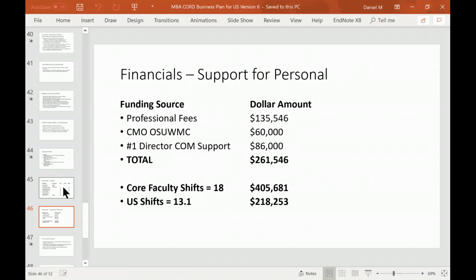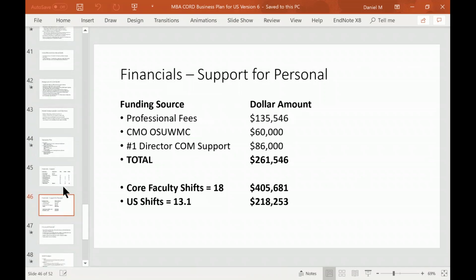We do get dollars that are teaching dollars from the College of Medicine each year and from the medical center. Those dollars go for a lot of things. They're supposed to go to help fund the core faculty members. They're supposed to go to help fund shift reductions we have for residency directors and leaders and vice chairs of education like me. But there's not enough to really adequately fund it.